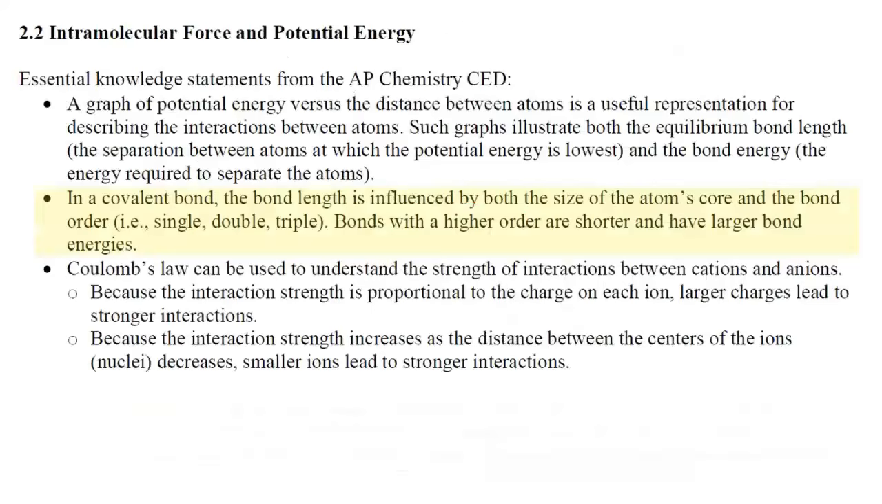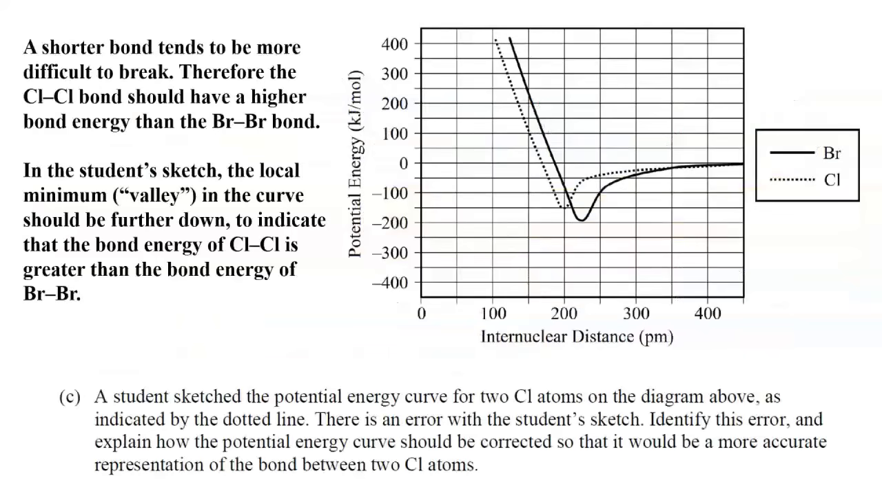Here's an essential knowledge statement from topic 2.2, intramolecular force and potential energy. In a covalent bond, the bond length is influenced by both the size of the atom's core and the bond order, that is, single, double, and triple. Bonds with a higher order are shorter and have larger bond energies. Now, we are not in this question comparing a single bond with a double bond or a triple bond, but a shorter bond should be more difficult to break. So that's the problem here.